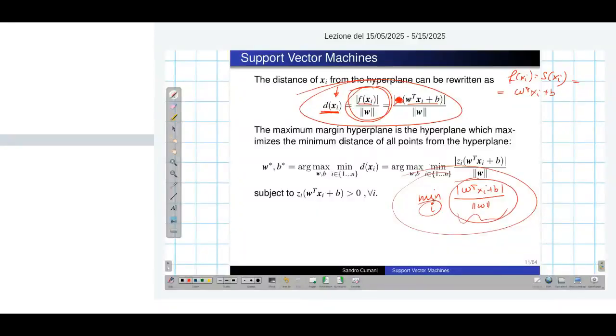Distance of a point, I want the minimum distance of all the points from the separation rule, so I take the minimum. This is given W. If I give you a W and a B, this expression tells me the distance of the closest point to that separation surface. I want the separation surface which has maximum distance. So what I want is to find W and B for which this distance is maximum. Actually, argmax, because I want W and B and not the value of the distance. Max gives me the value, argmax gives me the values that maximize the function.